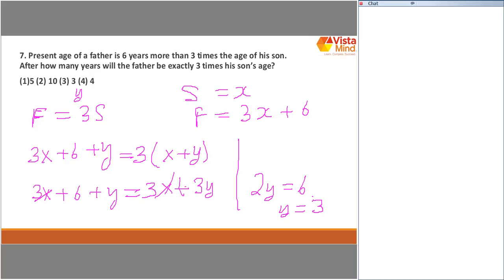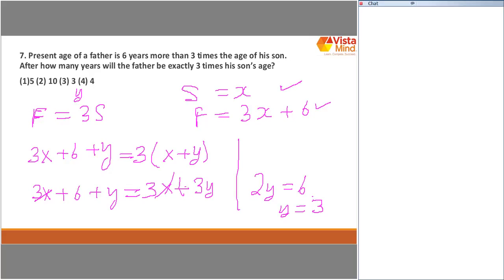Yes, I'll repeat it. The first line of the question says that the present age of the father is 6 years more than 3 times the age of the son. So let us say the present age of the son is x. Therefore, the present age of the father will be 3x plus 6.